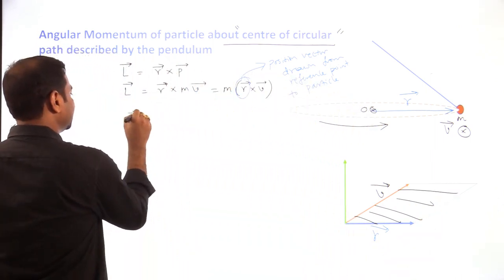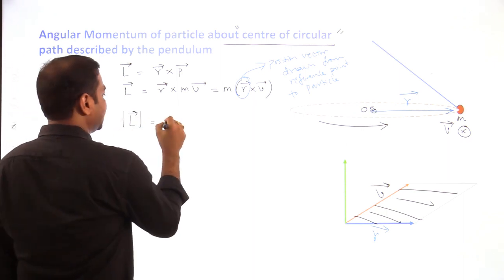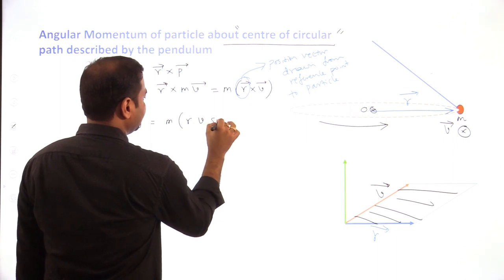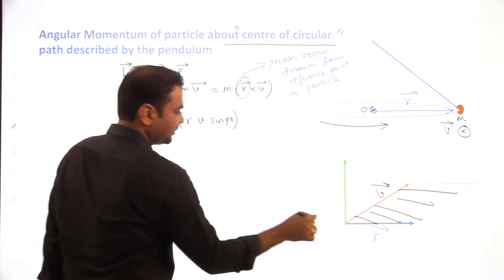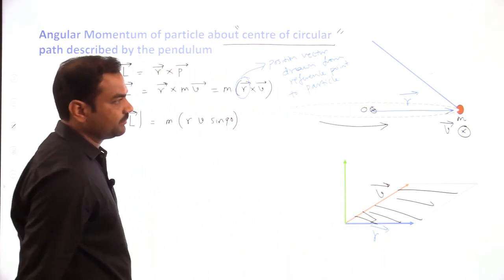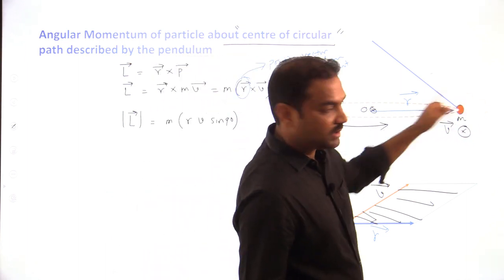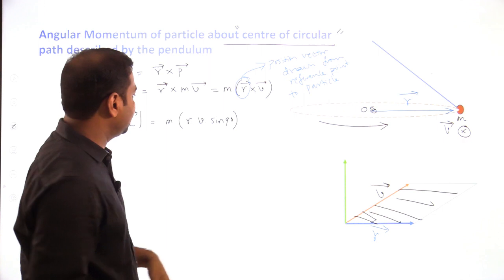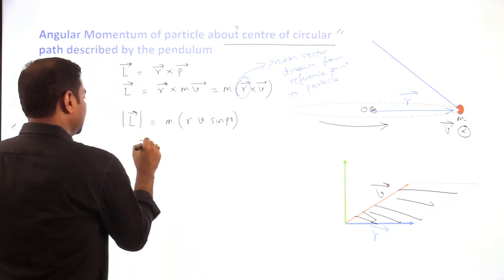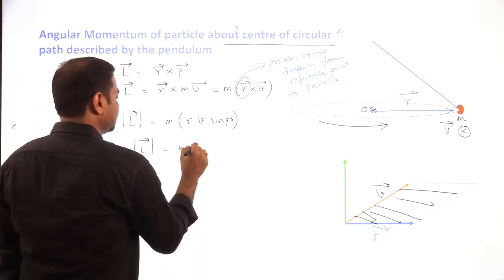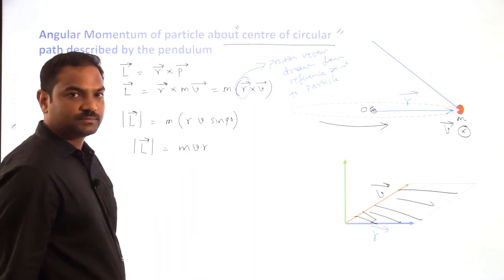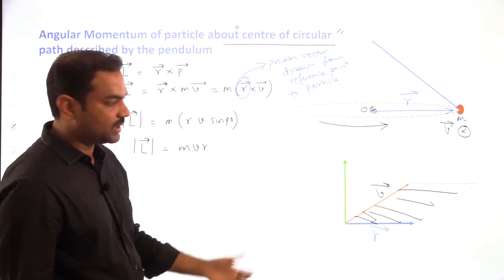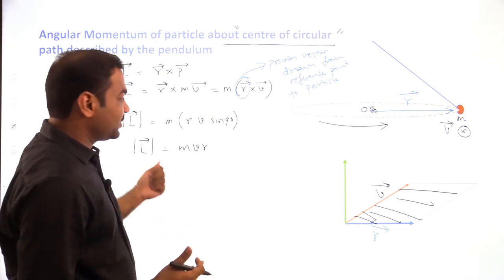First I go with the magnitude. The magnitude I can write as m r v sin 90. You can check in the diagram, both are at an angle of 90. v bar is into the board, r bar is on the board, so they are perpendicular to each other. So the magnitude of angular momentum is equal to mvr. If you want, in place of v you can write r omega, so it becomes m r squared omega. But what is the direction of angular momentum?